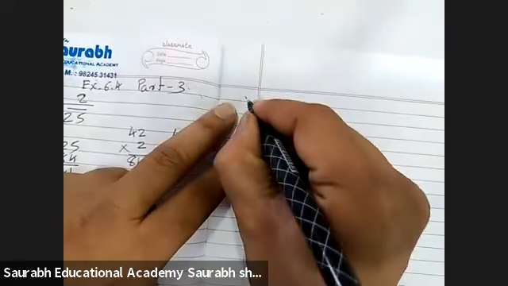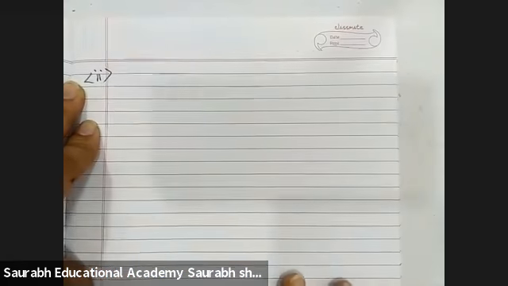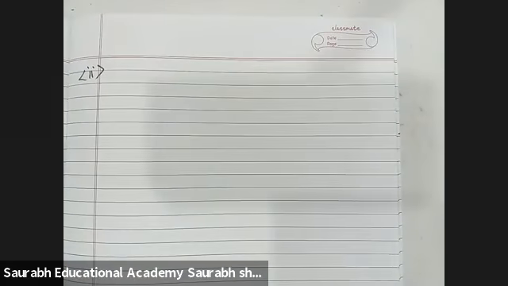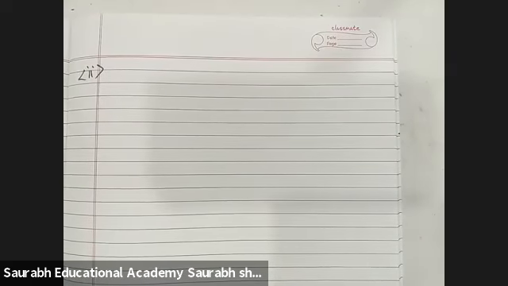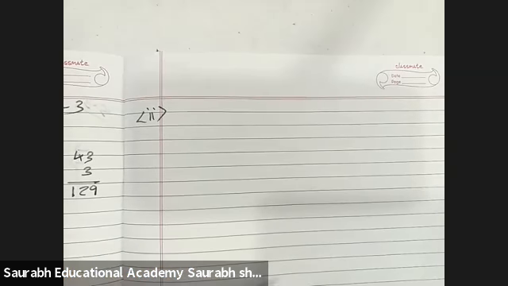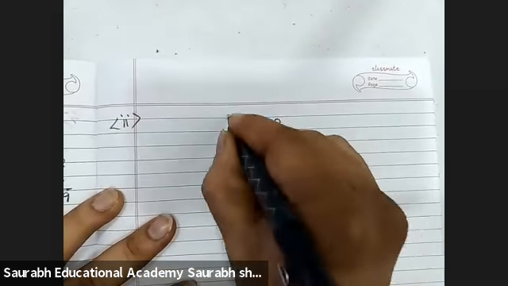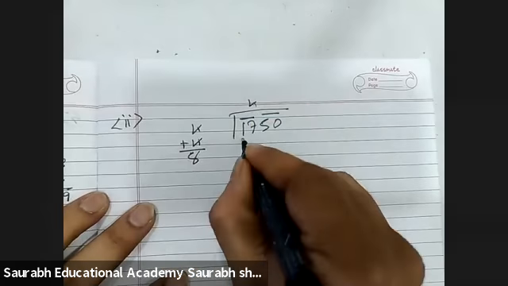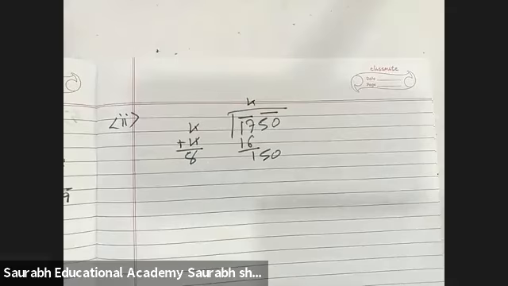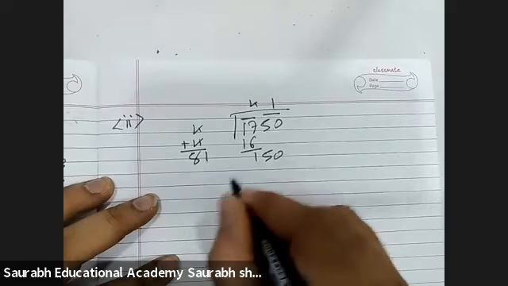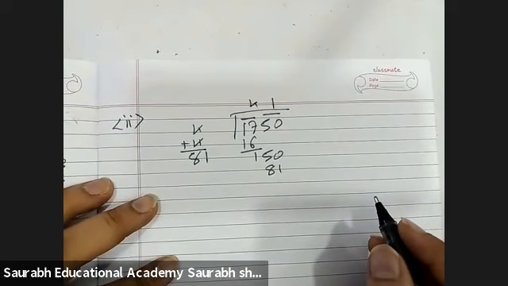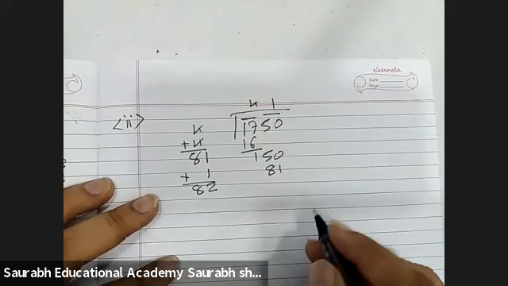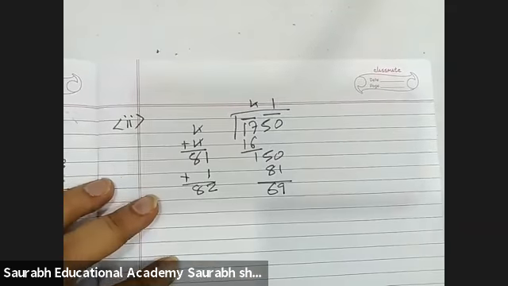let me do it. Second one, 1750. Now, 4 4s are 16, one remainder, 150. Now 82 2s will be 164, which is greater than 150. So 81 1s are 81, and 69 is the remainder.